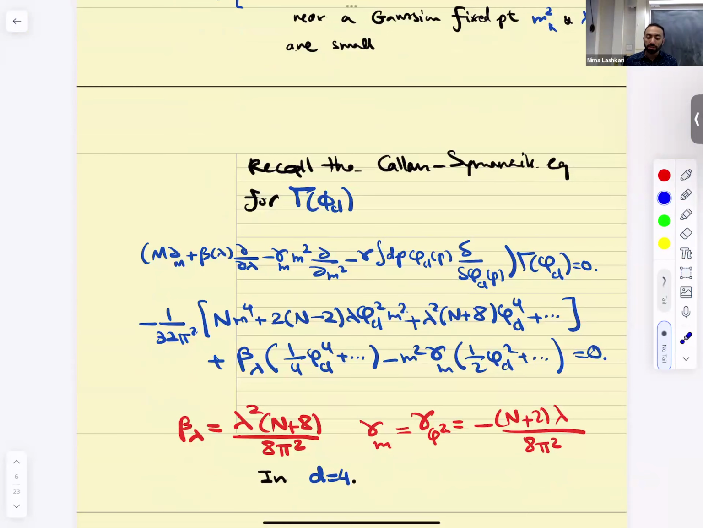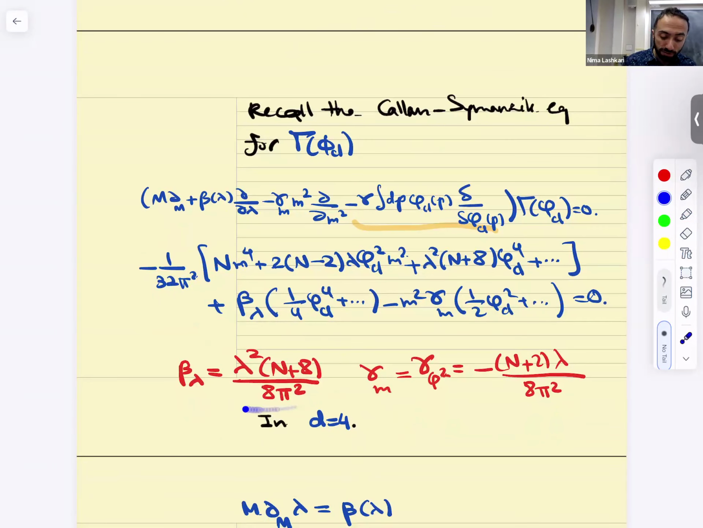Now, we went through the Coleman-Weinberg effective action. If you recall, this is what it was. I did not derive this last term. I left it for you to derive. You plug it in, you expand it in small phi classical, order by order, and all the terms should match. And we found the beta function for lambda and the renormalization of the wave function, gamma. In D equals 4, this is what we found.